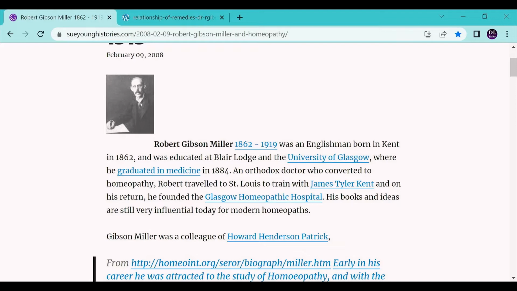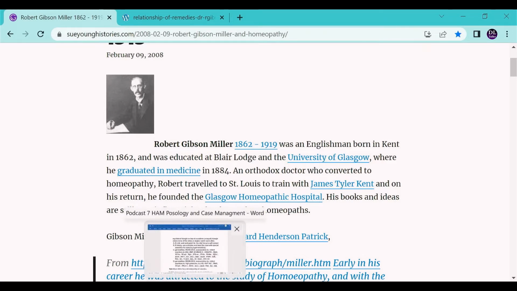Robert Gibson Miller, 1862 to 1919, was an Englishman born in Kent in 1862. He was educated at Blair Lodge and the University of Glasgow, where he graduated in medicine in 1884. An Orthodox doctor who converted to homeopathy, Robert travelled to St. Louis to train with James Tyler Kent, and on his return he founded the Glasgow Homeopathic Hospital. His books and ideas are still very influential today for modern homeopaths.